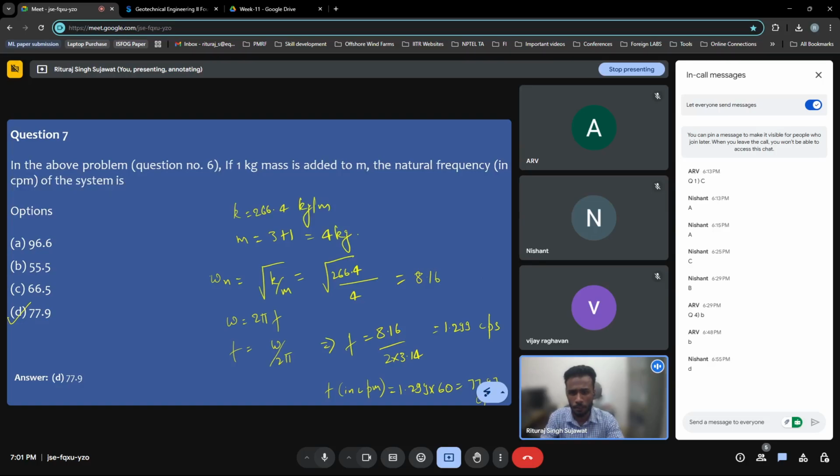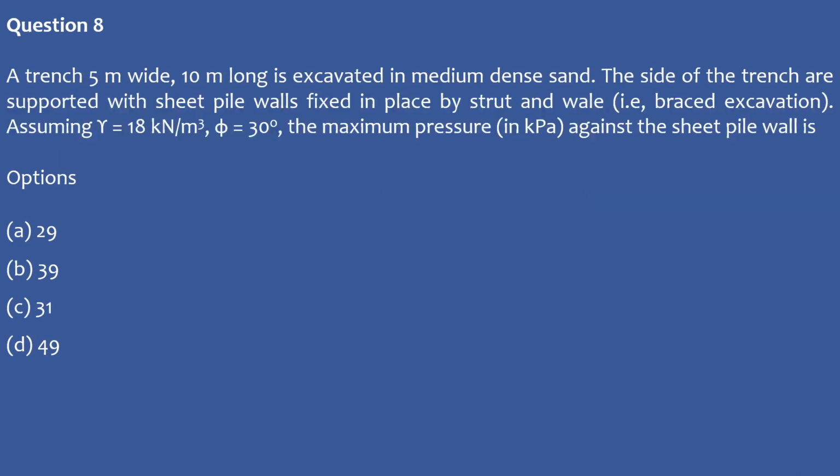Any doubt in this? If not, then let's move to question number 8. You have a trench which is 5 meter wide and 10 meter long, which is excavated in medium dense sand. The sides of the trench are supported with sheet pile walls fixed in place by struts and wales, that is a braced excavation. Assuming gamma is 18 kN per meter cube and phi is 30 degrees, find the maximum pressure against the sheet pile wall. That's a question related to deep excavation.